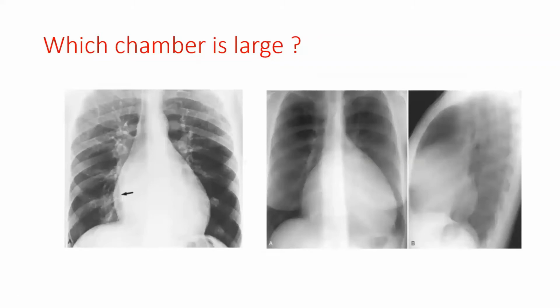Which chamber is large here? I want you to tell me which chamber is large in this. And you have the arrow. Again, this is double density. You see the left atrium is here, the right atrium is here. So dilated left atrium. Which chamber is dilated here? And this is the lateral X-ray. RV. Yes, it's RV, because, you know, it tends to elevate the heart.